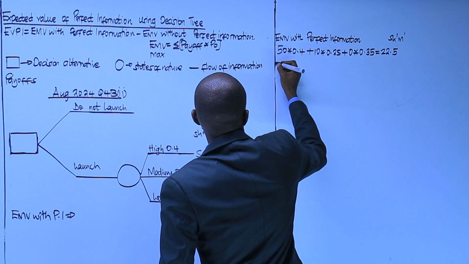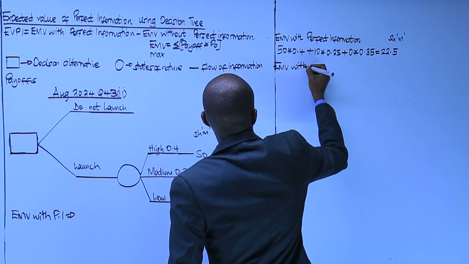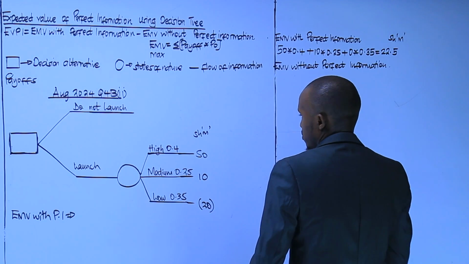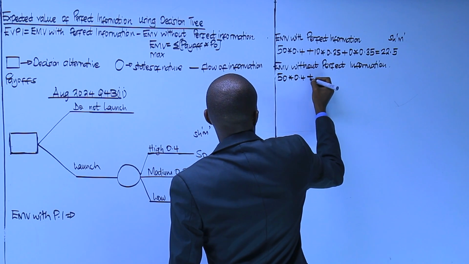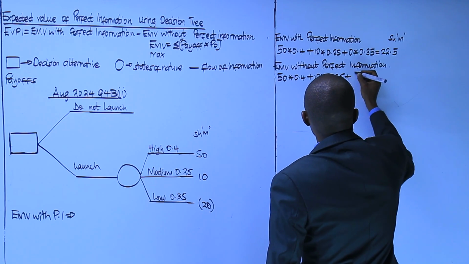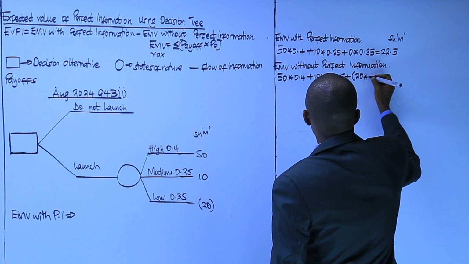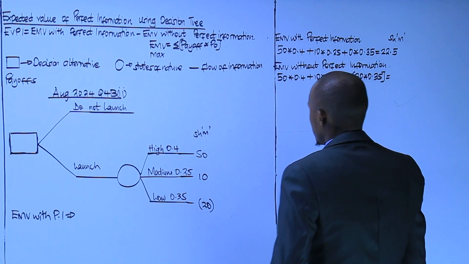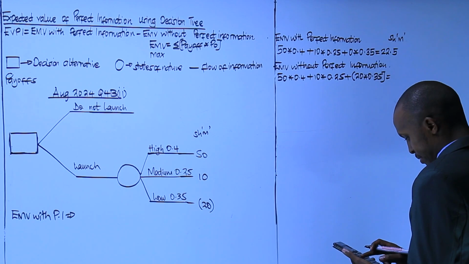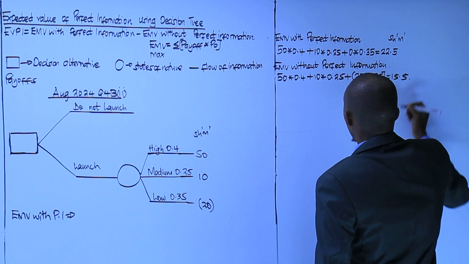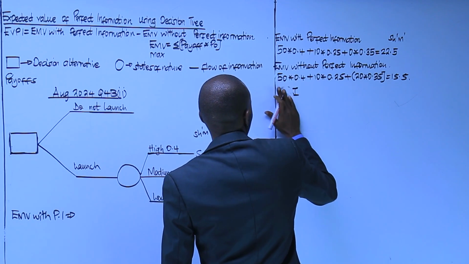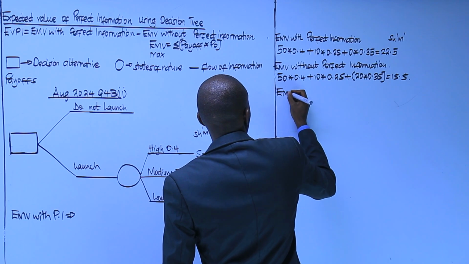Let's now get the expected monetary value without perfect information. Without perfect information, your cash flows will be 50 million by 0.4, plus 10 times 0.25, plus, without perfect information, you're going to make a loss of 20 with a probability of 0.35. So this is the normal EMV. 15.5 million.